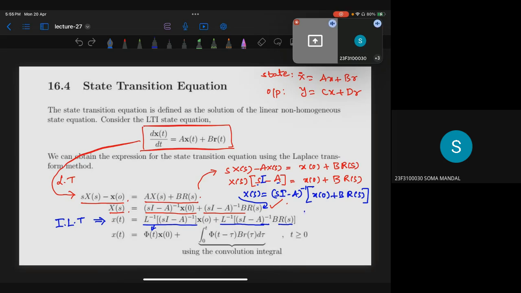Anyway, this is the point. Laplace transform of f star g, where star indicates the convolution, is F of s multiplied by G of s. Correct? Yes or no? What we are doing here is taking the inverse Laplace, so it will become convolution. Inverse Laplace of this will become convolution.